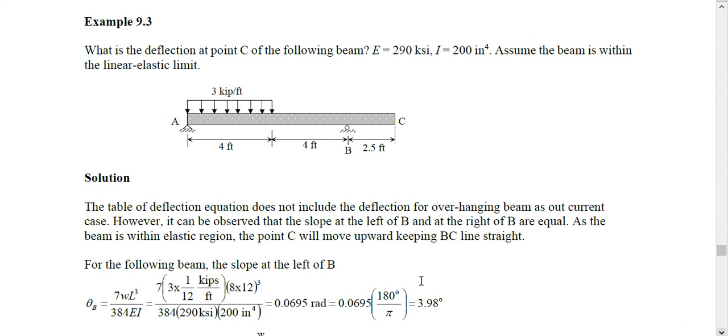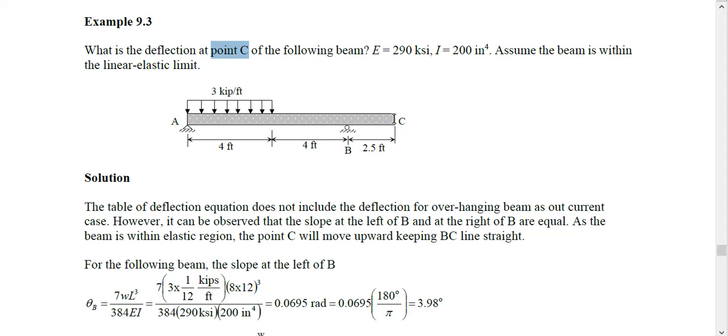Now in this example, there is a simply supported beam and there is an overhanging portion here, so we can call it an overhanging beam. From here to here is 8 feet and I have a load over 4 feet, that means 50% is loaded. There's nothing here, the beam has no self weight, and E is given, I is given. The question is asking what is the deflection at point C, that means what is the deflection here.